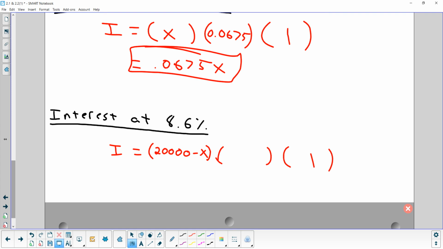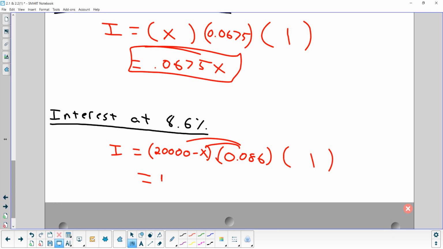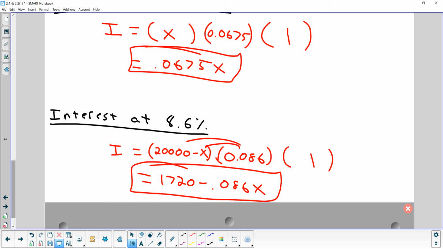Leanne, what's my rate in this case when I put it in the formula? 0.086. Good. Let's distribute that out just to simplify a little bit. So we have 20,000 times 0.086, which gives me 1720, minus 0.086x. So there's my interest at 8.6%.